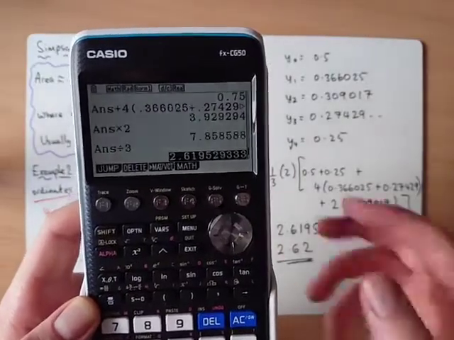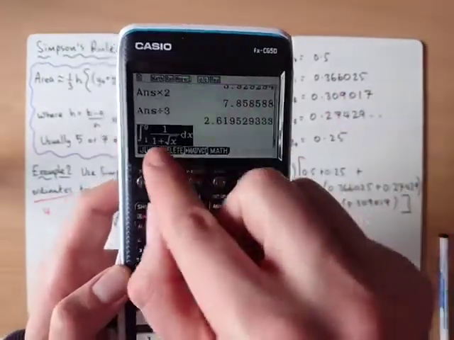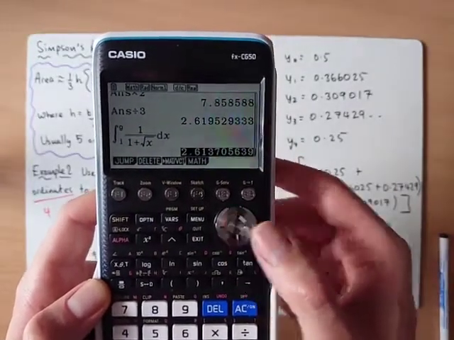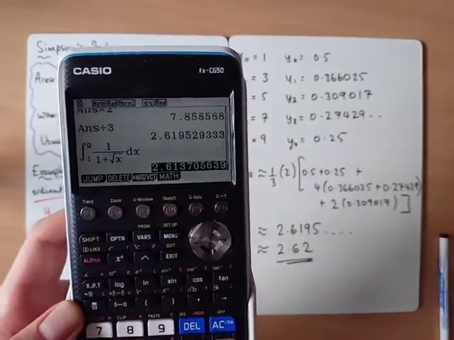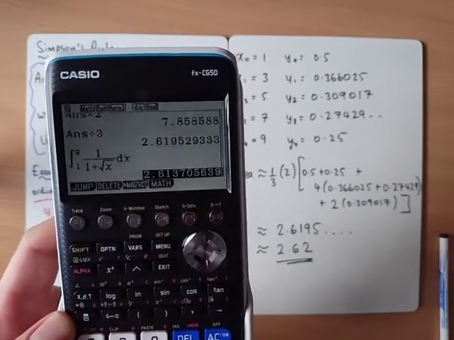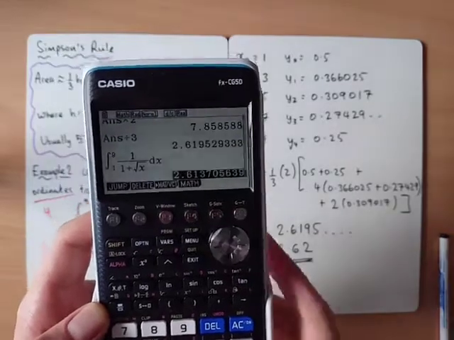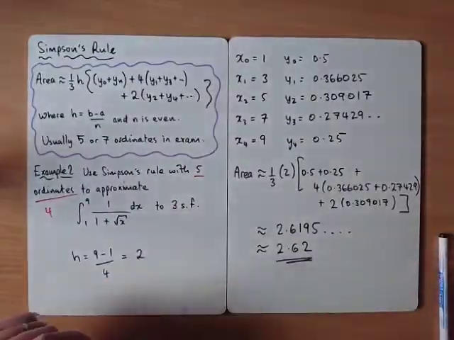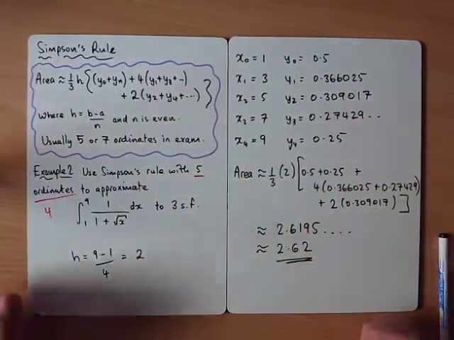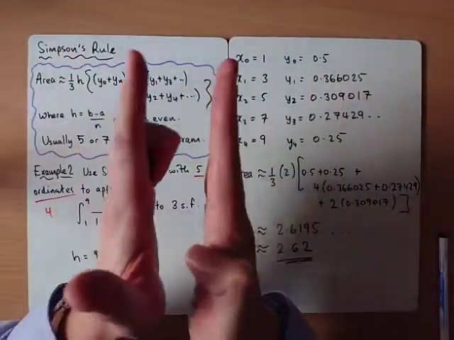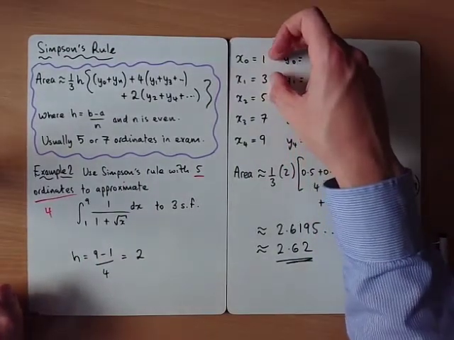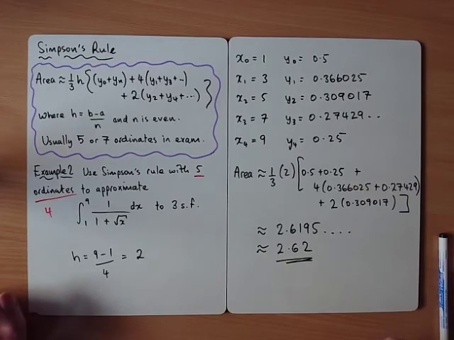So to 3 significant figures, 2.62. And if we actually check, I typed in the integral as well. If you evaluate the integral on the calculator, it's 2.613, which is really accurate, isn't it? We're almost accurate to 2 decimal places, and all we've done is split it up using 5 strips. And if we wanted to make it more accurate, we could just use more strips, so reduce how much we increase by each time. All right, thanks guys.